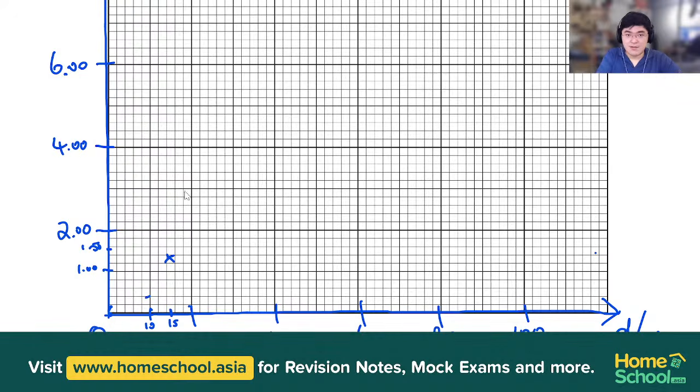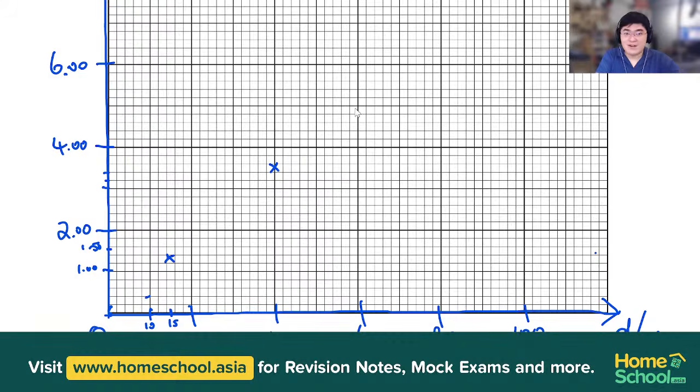Great. Our next point we need to plot is 40 and 3.44. Very nicely here, 40 is already labeled for you. It's along this line. And for 3.44, this is 3, this is 3.2, this is 3.4. We can draw a line up here. 3.44 should be somewhere up here. So let's just put the cross here.